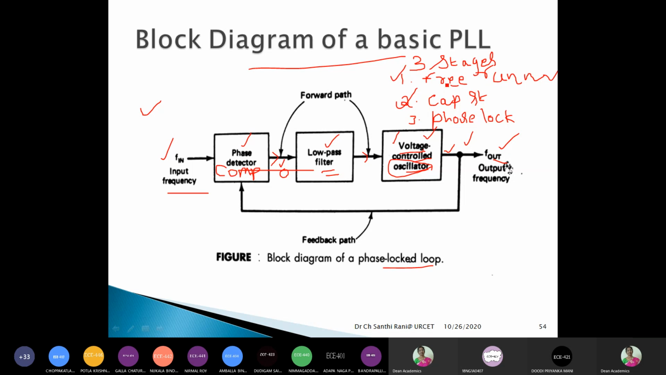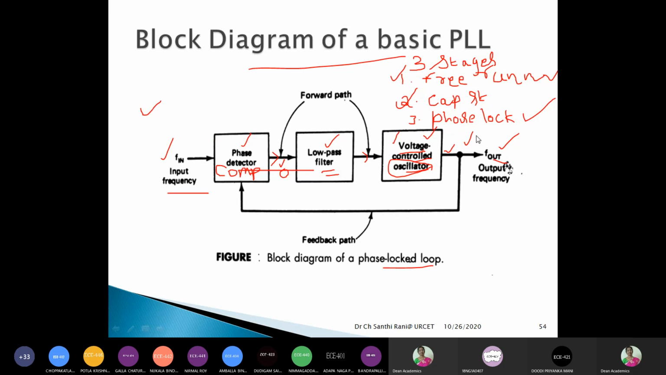Once the output frequency is equal to the input frequency, the PLL will be in the phase lock state. So the PLL will be undergoing three states, or three stages. The first one is the pre-running stage, that means without applying any input frequency. Here, no input frequency is applied.